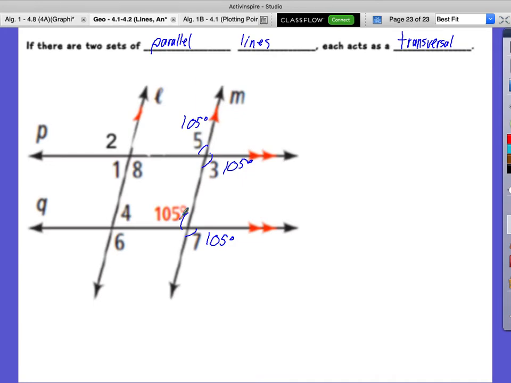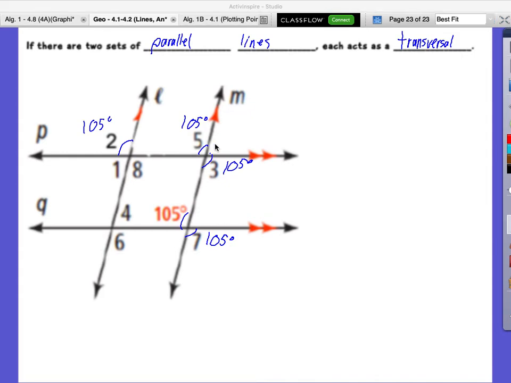Now that we found this whole right side, you can cover this up and do the whole top, or you can cover this up and do the whole bottom. There are all sorts of things you can do now. Raise your hand if you have another angle we can find. Hayden: 2 is 105. How do you say that? Because 2 and 5 are corresponding. They're in the same spot. So they're congruent because those two lines are parallel. All of them are parallel.